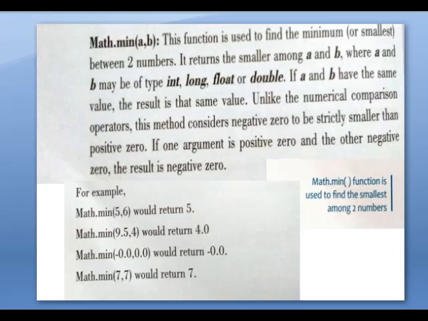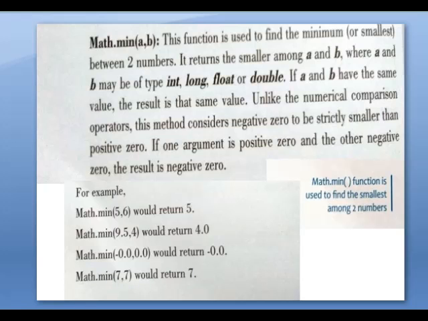Next is Math.min of a, b. The Math.min function is used to find the smallest among two numbers. For example, Math.min of 5, 6 will return the value 5. For 9.5, 4, it will return 4.0, the smallest value. Here, minus 0.1, the two values are equal, so it will take one value.